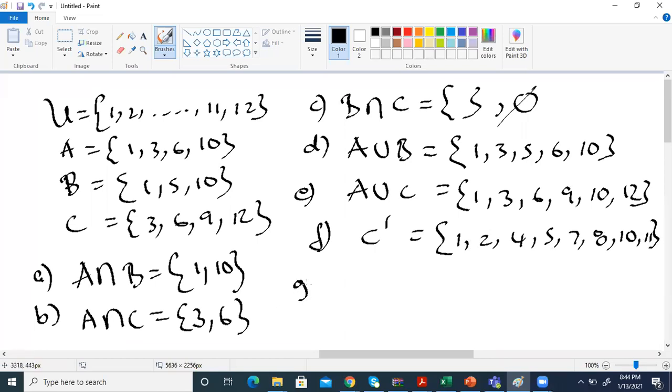Then G is A intersect C complement, which is what? 1 and 10. C complement is what we just did, and A is above. So we look at them and see that 1 is common to both of them, and 10 is the next one, right? Yes, sir.